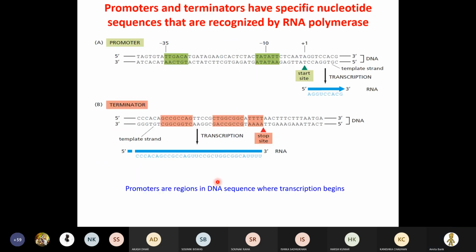Okay. So again, with the same picture shown over here: promoter region, then the start site. Same thing, promoters are the regions in the DNA sequence where the transcription begins. Promoters and terminators have specific nucleotide sequences that are recognized by the RNA polymerase enzyme. So this RNA polymerase will identify the regions where the transcription will start and where the transcription will end. Clear?